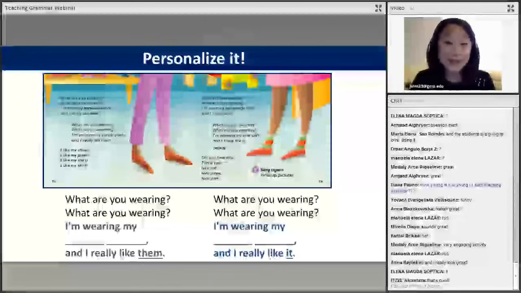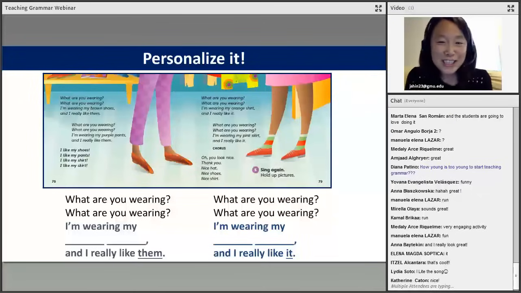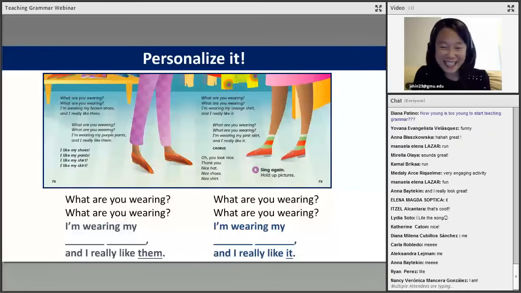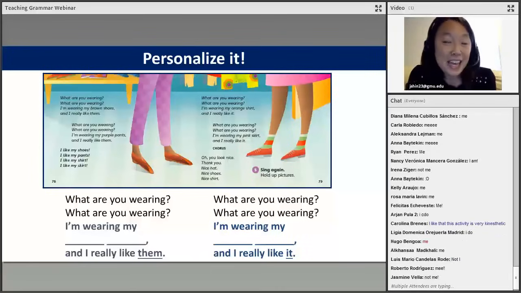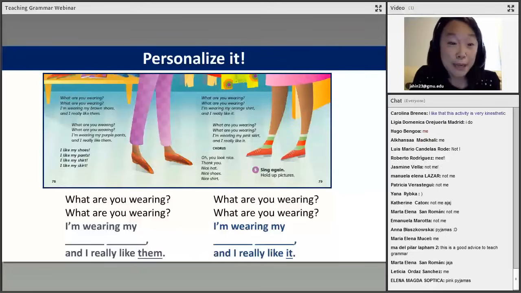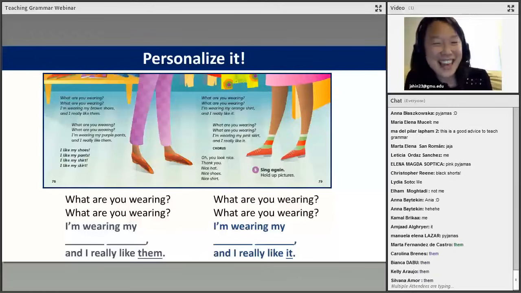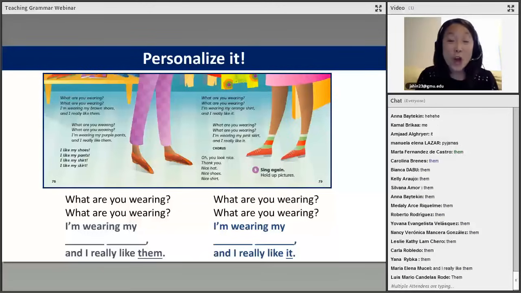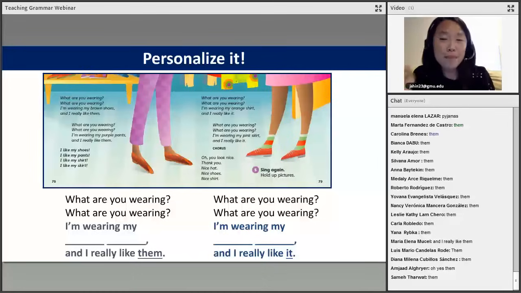And so now we're going to personalize it. So, everyone out there, who is wearing blue jeans? Who's wearing blue jeans? Yes, Carla, Anna, Ryan, Nancy. If you're wearing blue jeans, then you're going to stand up and sing the part, I'm wearing my blue jeans and I really like it. No, you really like them. Okay, so everybody else, let's sing. What are you wearing? What are you wearing? Blue jeans, people. I'm wearing my blue jeans and I really like them.